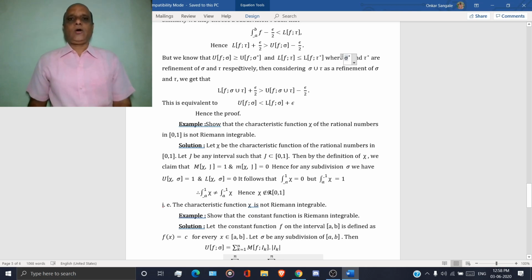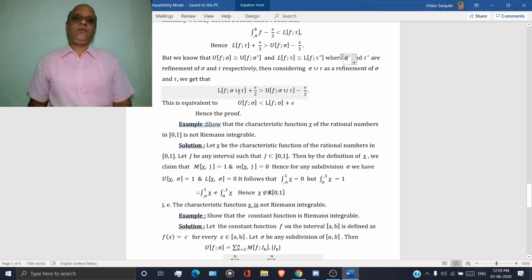They are obtained from sigma and tau by adding at least a single point to the subdivisions sigma and tau. Now we consider sigma union tau, and it is clearly a refinement of both sigma and tau. So we get the same relation, which we can write like this: the lower sum for f corresponding to the refinement sigma union tau plus epsilon by 2 is greater than the upper sum for f corresponding to subdivision sigma union tau minus epsilon by 2.